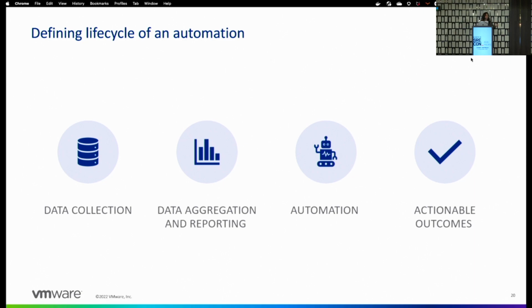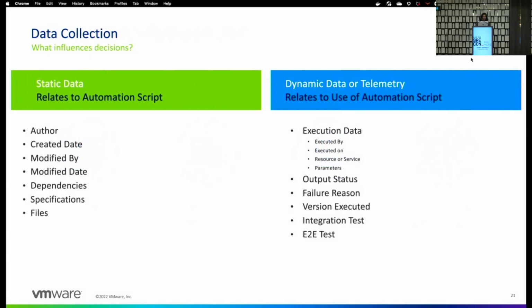And auto-suggesting automation as and when a user logs in. And all of these actionable outcomes are derived from this process. So what data do we collect? Some of these are very minute data, but very useful, and some of these are major data.